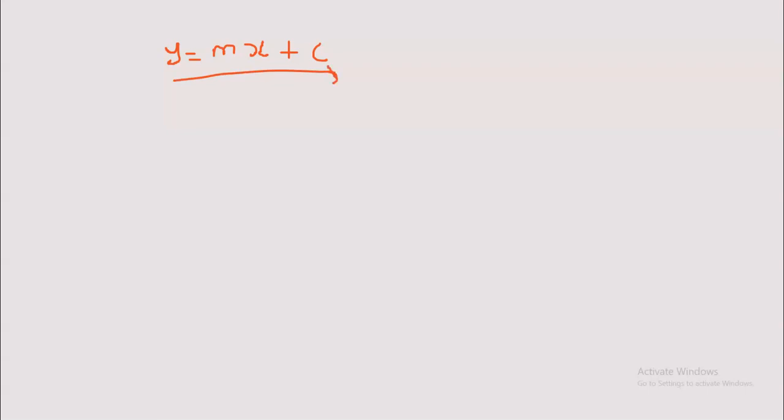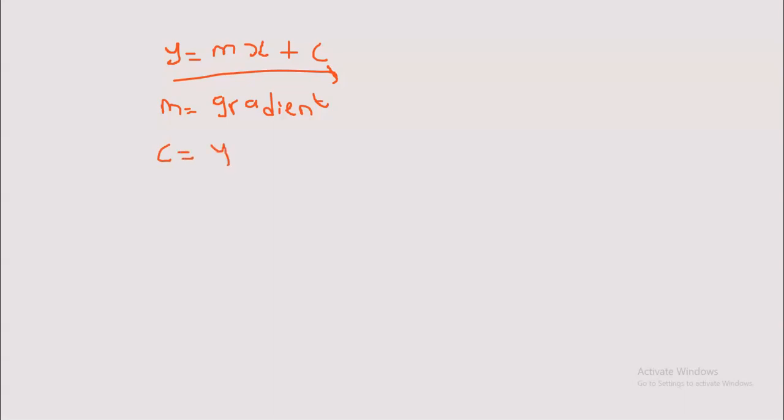So the first thing that you're going to ask yourself is, what does m represent? So m represents what we call the gradient. And then c represents what we call the y-intercept.